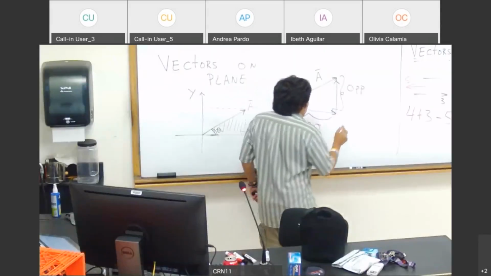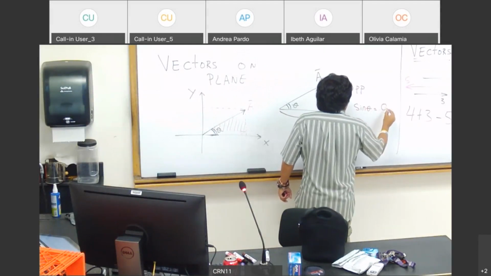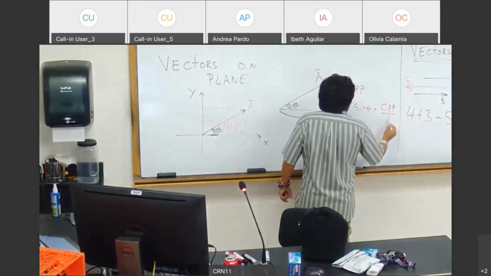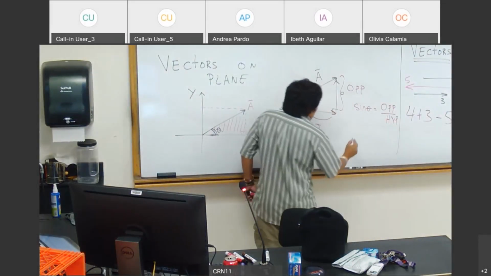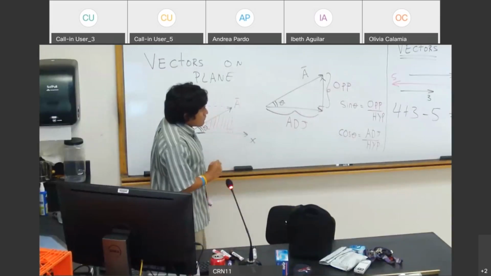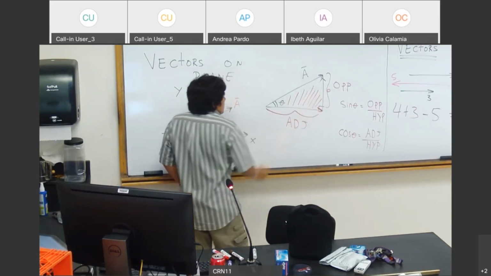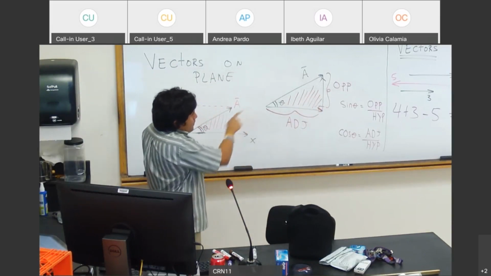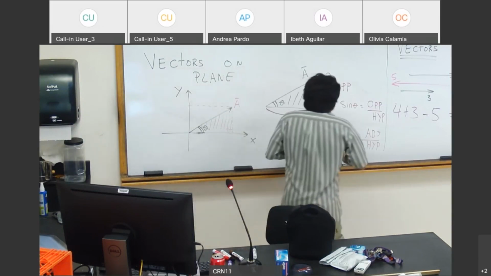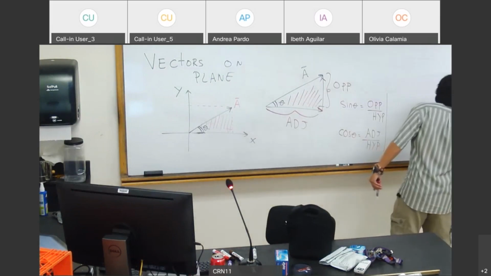What you need to remember is this. The sine of theta is the opposite over hypotenuse. And the cosine is the adjacent over hypotenuse. These are mathematical definitions that work only on right triangles. All right. So if I use that, then my AY and AX will be as follows.